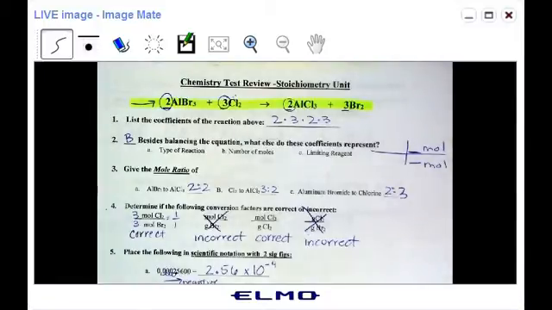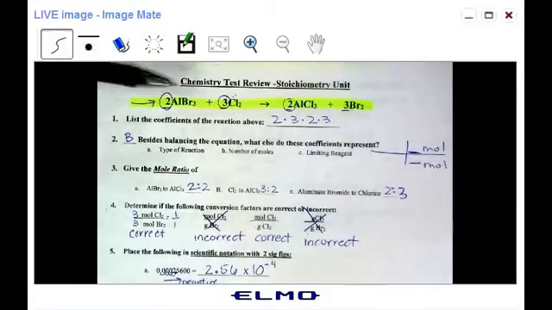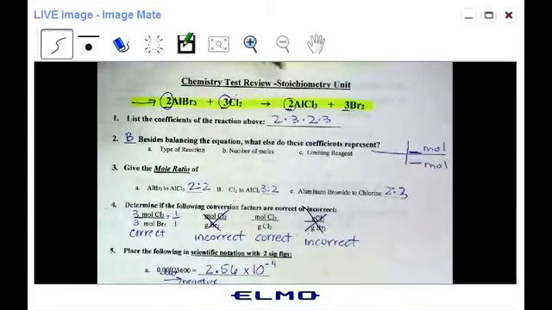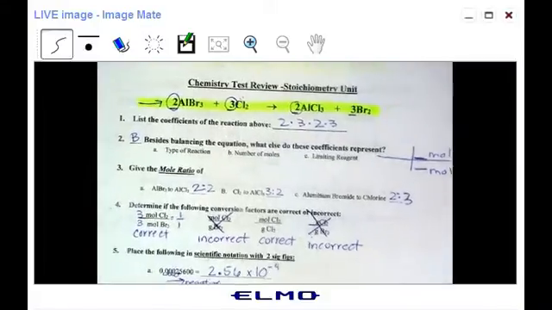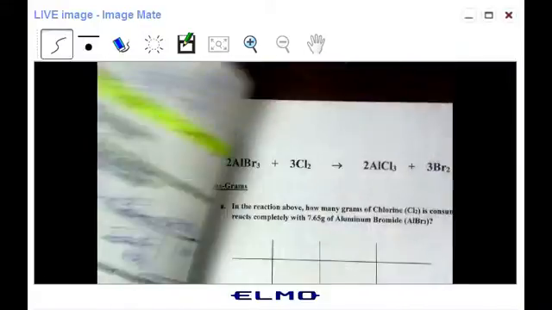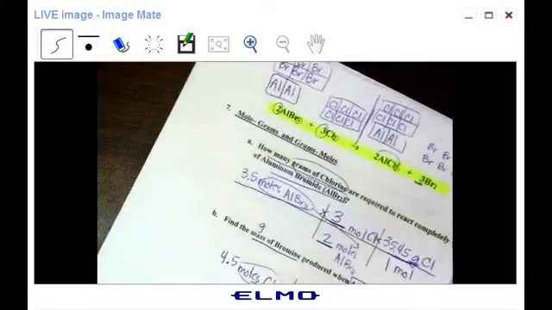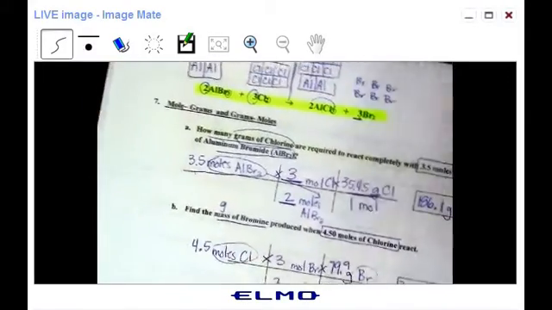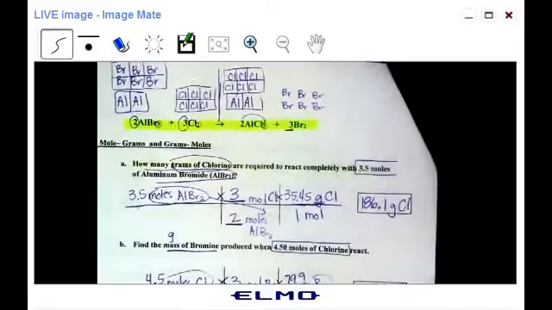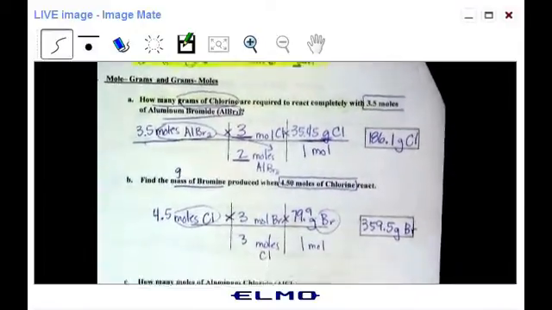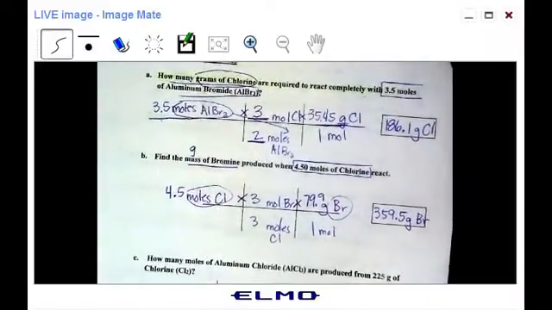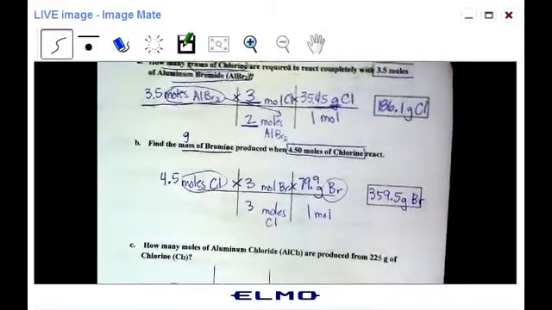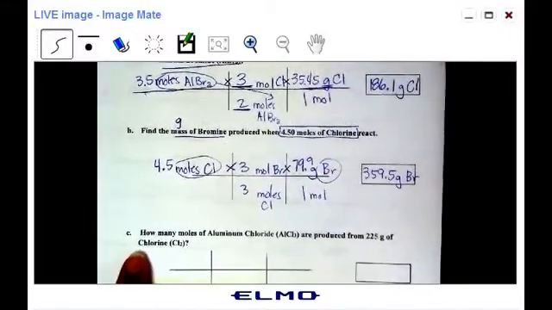We're going to finish up the chemistry test review for the stoichiometry unit. Again, this is the second half. This is what the review looks like. It says chemistry test review, stoichiometry unit. Thus far, we have gone all the way through 7B. That's where we left off. Okay. We are going to continue with 7C, which is right down here.